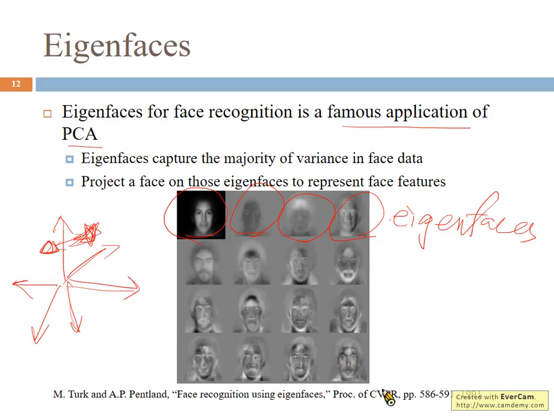And please refer to this paper published in 1991 in the CVPR conference, which is one of the top computer vision conferences in the world.